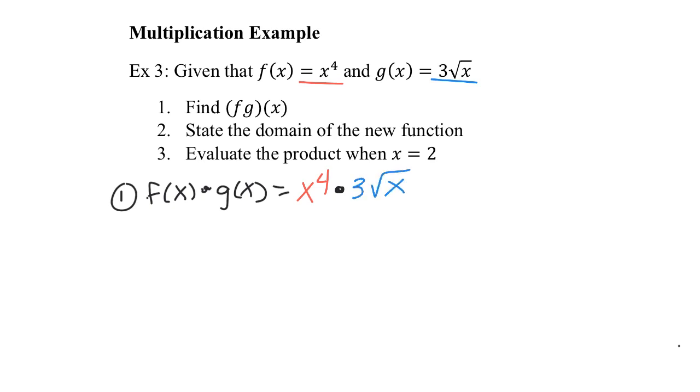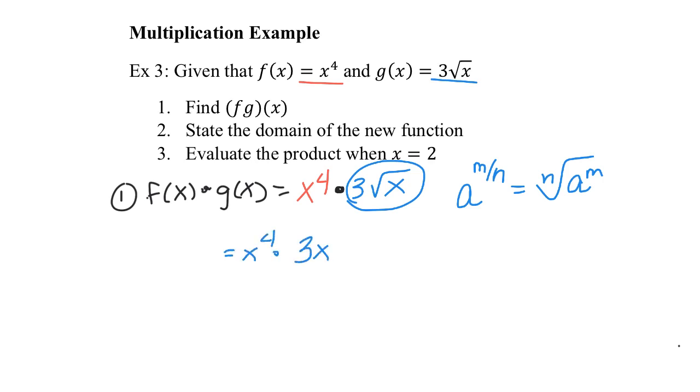So trying to multiply an exponent with a radical is not the easiest thing to do. So we're actually going to take this radical and change it into its exponent form. So that was the a to the m over n equals n root of a to the m. We're going to use that rule to change this to its exponent form. So this is really x to the fourth times 3x to the 1/2 power. Now that I have everything in exponents, I can use my exponent rules to simplify.